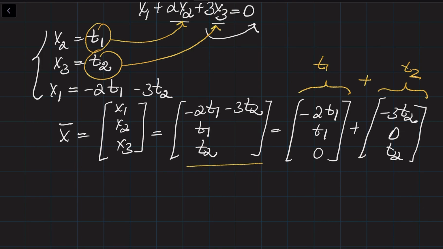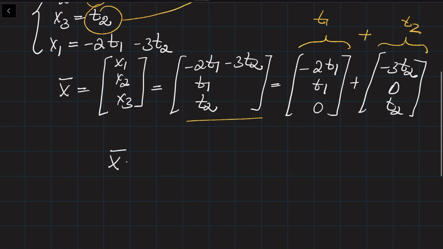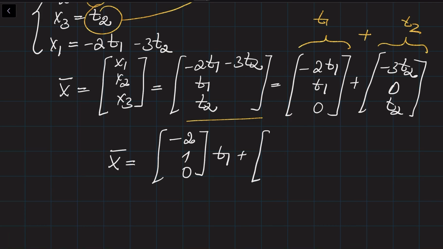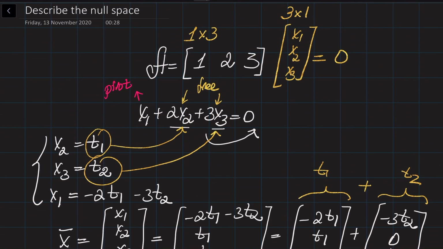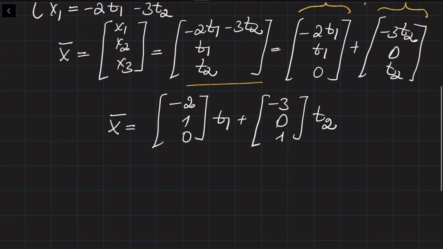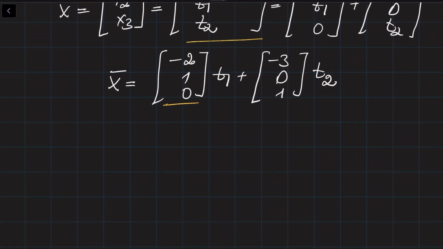Now we are going to write down the solution, or the null space, by taking out t1 and t2 from the brackets. It's going to be minus 2, 1, 0 times t1 plus minus 3, 0, and 1 times t2. So the null space of this matrix, or the solution for this homogeneous system of linear equations Ax equals 0, is going to be all possible linear combinations of these two vectors, because you're multiplying one vector by a constant and another vector by a constant, where t1 and t2 are any constants.